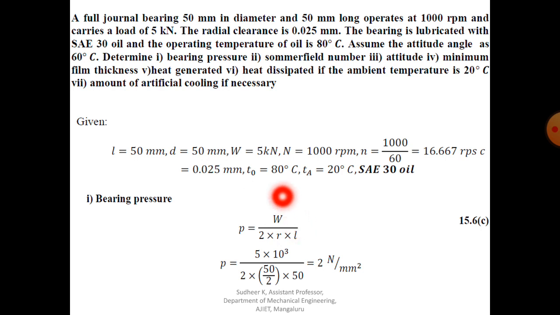Here r is the radius of the journal. The diameter is given, so you divide it by 2, that is 50 divided by 2, which is 25, into L. L is the length of the bearing, that is 50 millimeter. After solving, the bearing pressure you will get is 2 Newton per millimeter square, from equation number 15.6C. This is your first question.